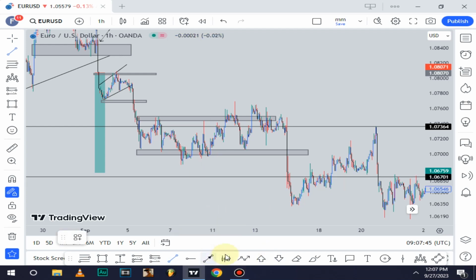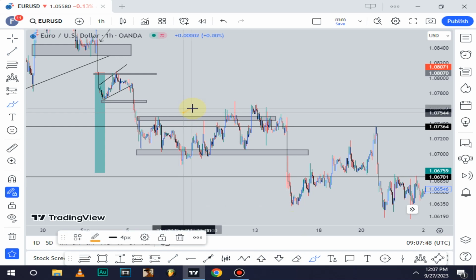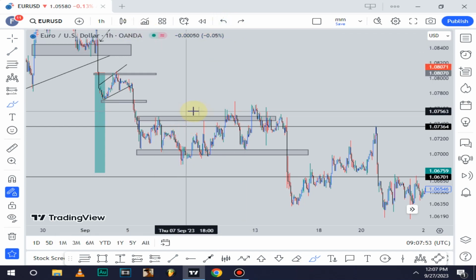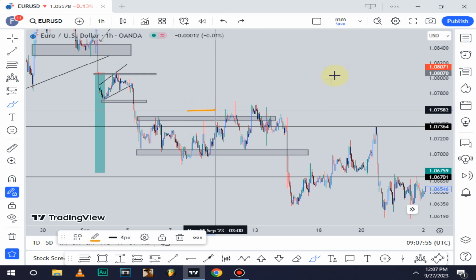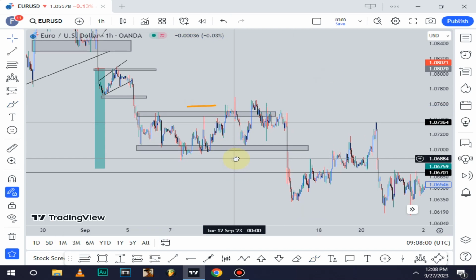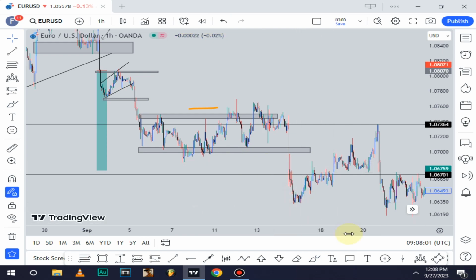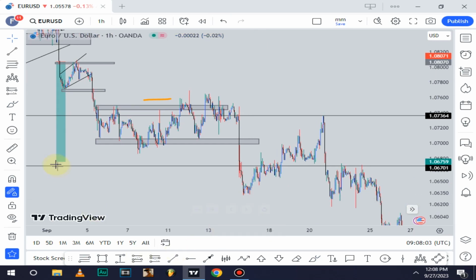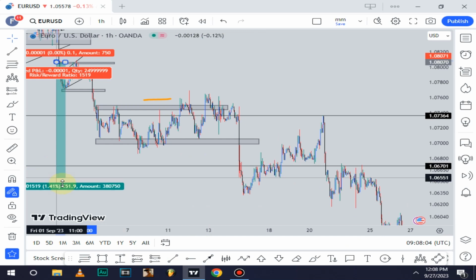Let me draw that. Here we go. So now you make your stop loss above that zone. The moment it breaks out of this structure, you can see the market did that and continued going down. Of course, our take profit was already hit over here.